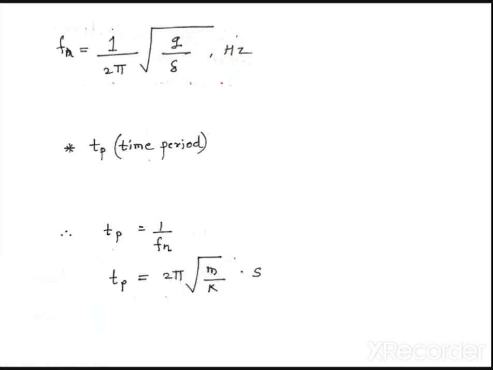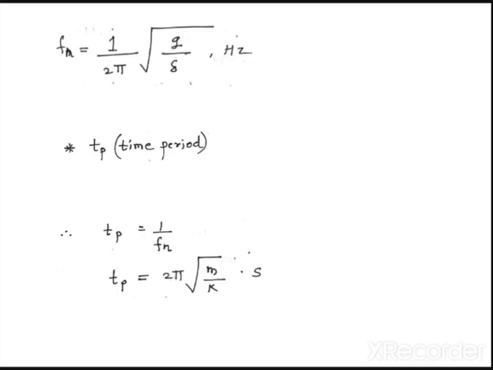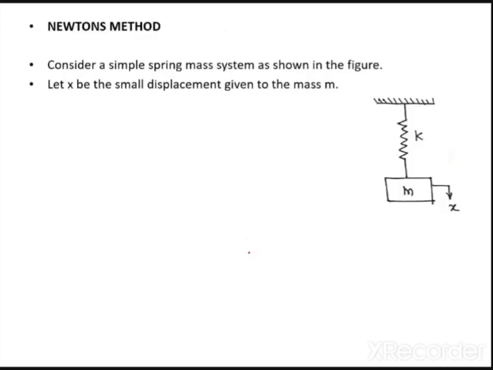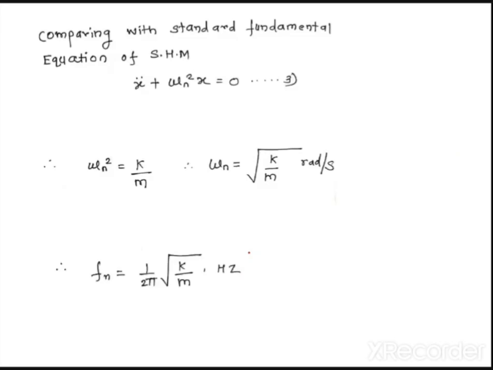Now time period. What is time period? Time period is nothing but the reciprocal of frequency. So Tp is equal to 1 upon Fn, so time period is equal to 2 pi into square root of m upon k. Okay. Is it clear? Is it clear or not?